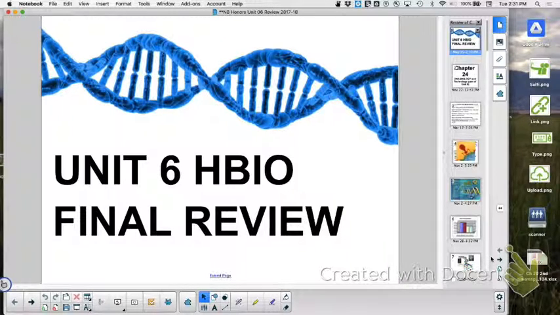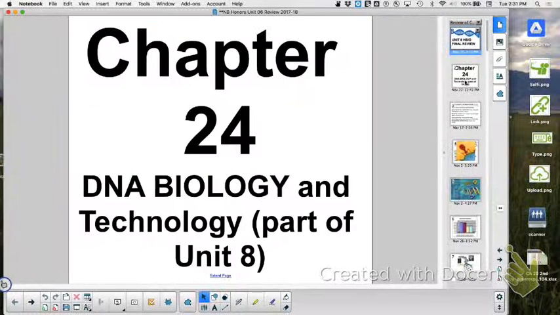As part of Unit 6, we had Chapter 24, which was DNA structure and replication. The second half of Chapter 24 was biotech, and that was part of Unit 8, but I'm just going to review it as part of this chapter, just as one whole chapter, okay? So we're going to have a little smidgen of Unit 8 in this review as well.